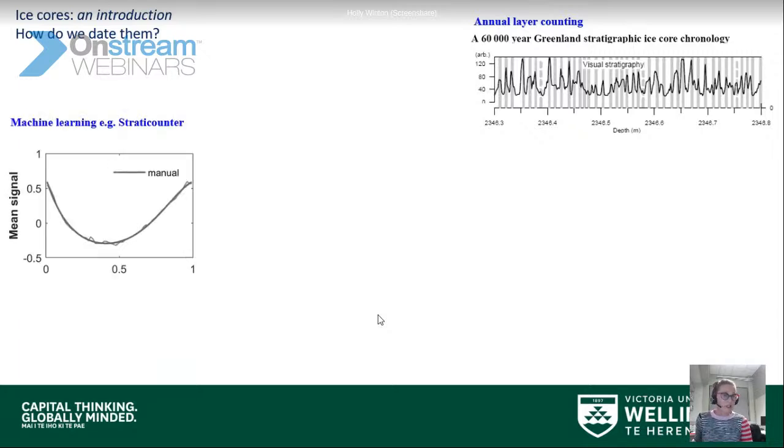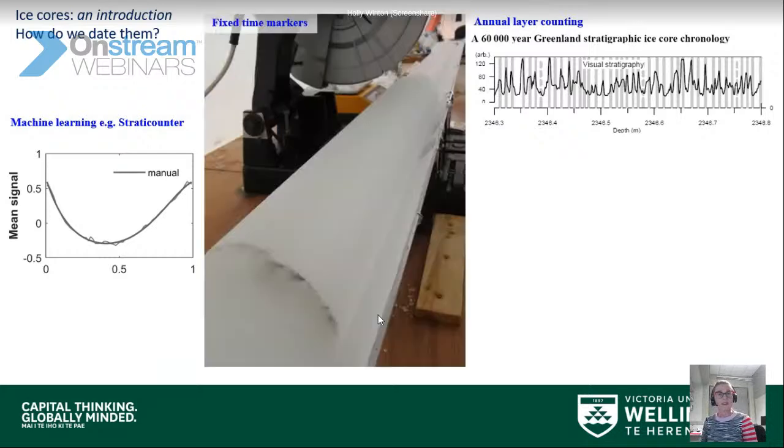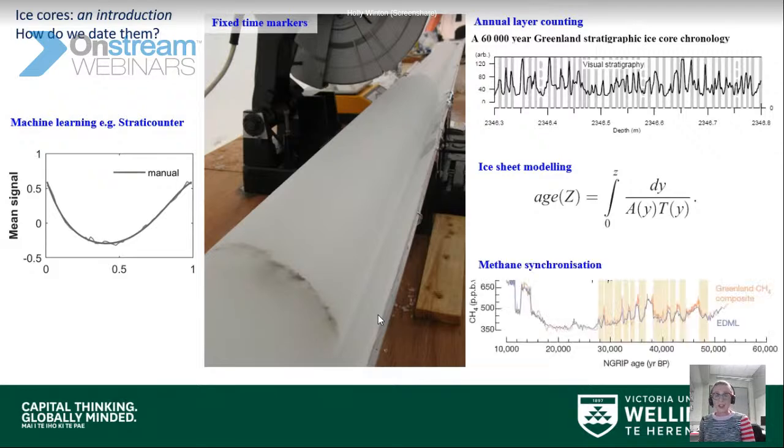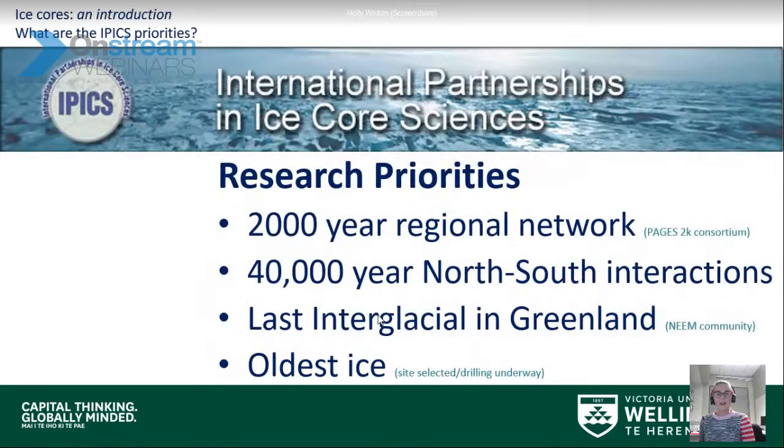Today we speed that up using machine learning, and we can constrain our dating using fixed time markers. Here's a really nice picture of a volcanic horizon with a known age. In the deeper layers, we need to use some ice sheet modelling to work out the age of those layers.